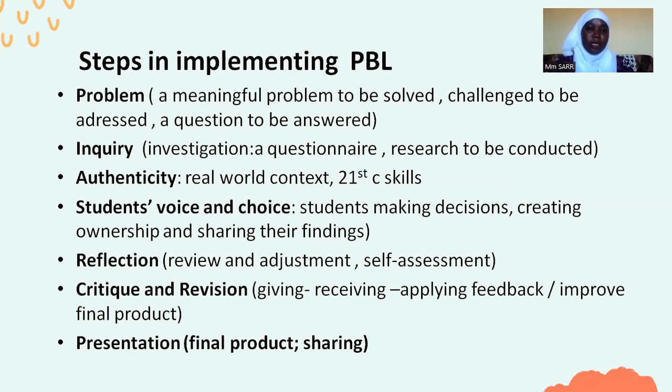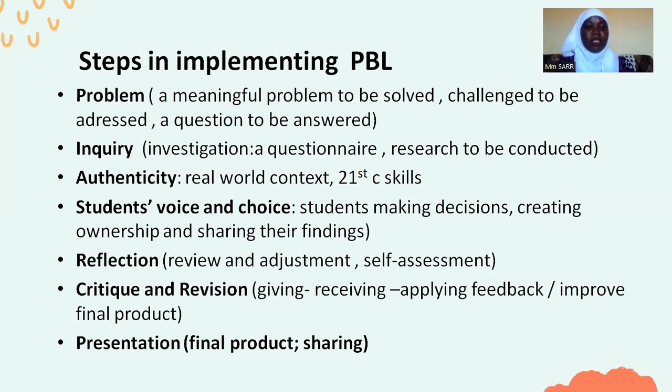Next, they will conduct inquiry. Inquiry is the most important part in PBL. Why? Because in inquiry, we will have investigation. How to investigate? Sometimes we can give a questionnaire, sometimes we can conduct research, or even we can resort to interviews in order to collect information. Here we call it data collection. We collect the information, and after collecting it, we analyze the data. And after analyzing the data, we can propose some solutions.